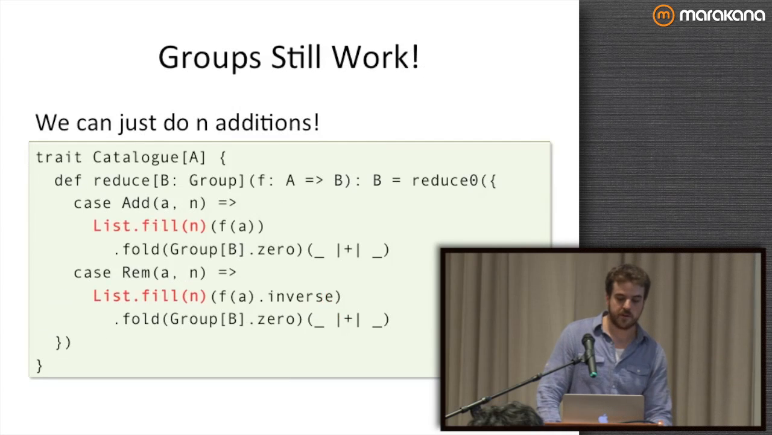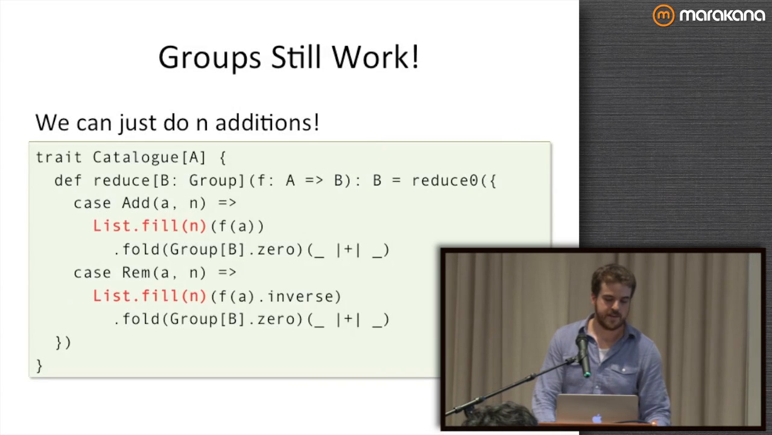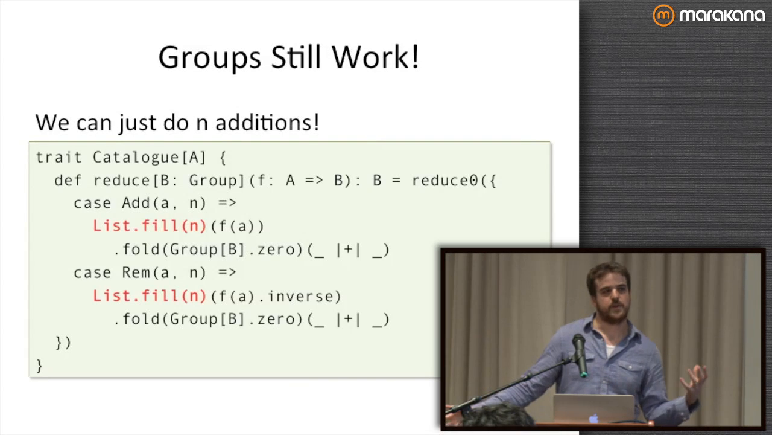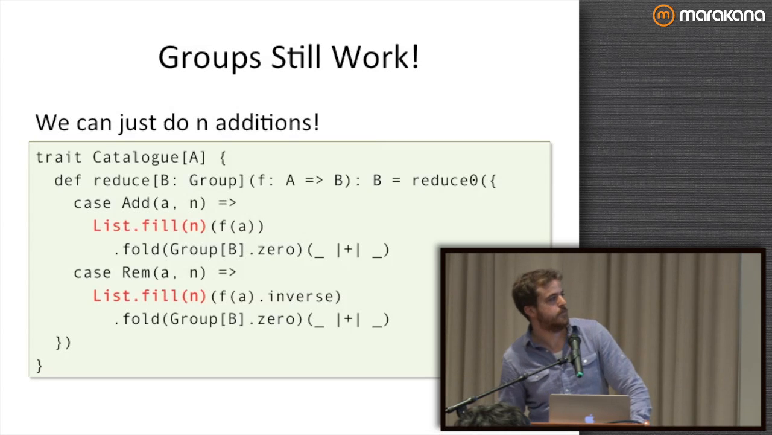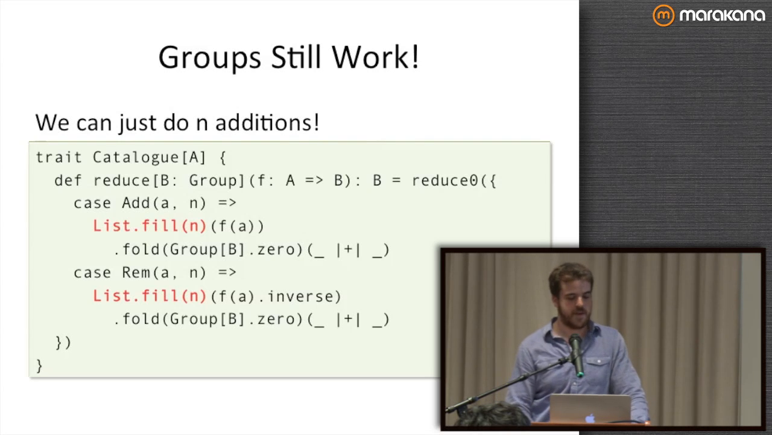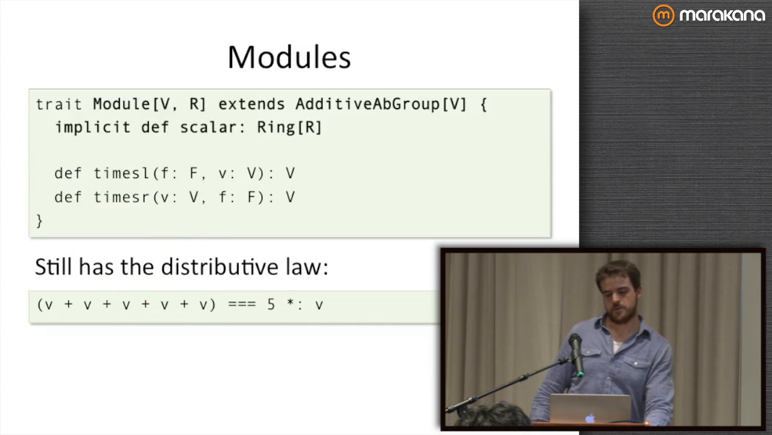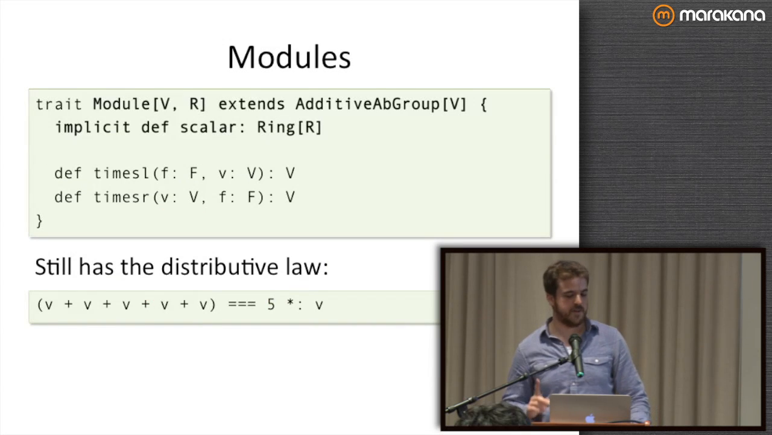Of course, groups still work. If we have n things we want to multiply together, or n things we're adding together, we can just fill with our n times and then fold over that. Obviously, that's not very efficient. So to solve our problem, we're going to look at modules. I'm just going to introduce this very quickly.